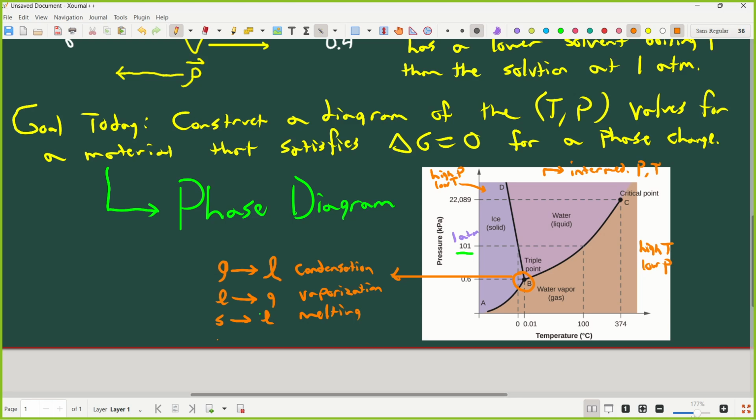Does anyone know what liquid to solid is called? Someone's going to say freezing. It's not freezing, unfortunately. Sublimation. No, that's not sublimation. That's the other one. I haven't listed yet. The chemical term for this is called fusion.